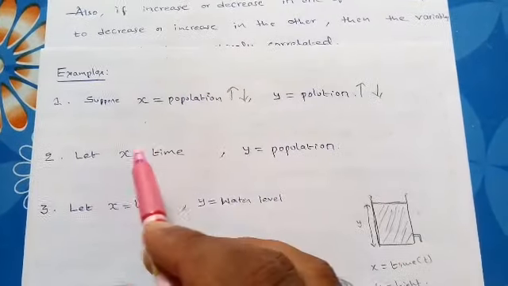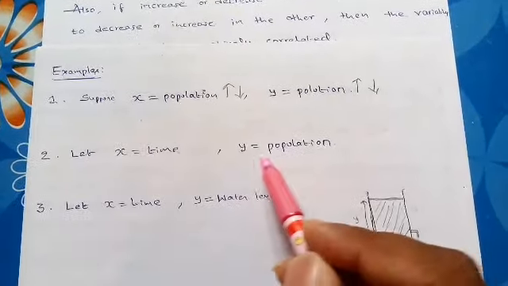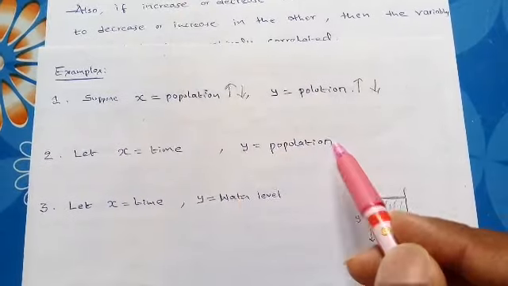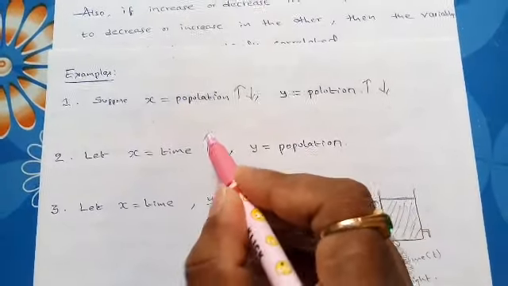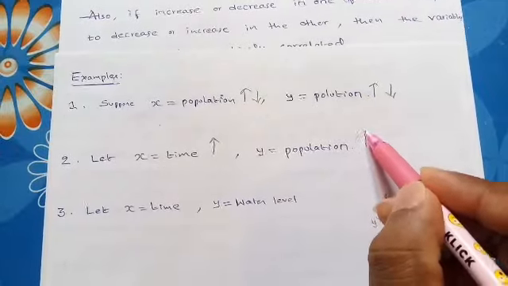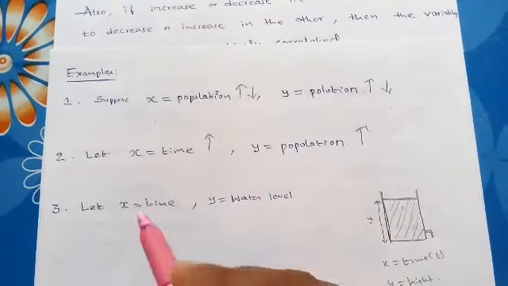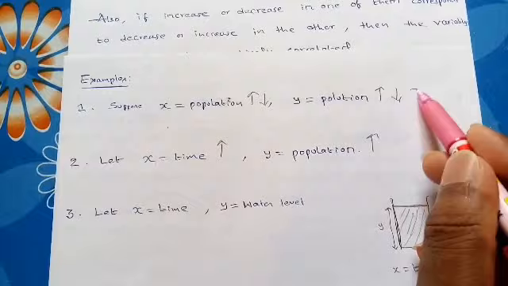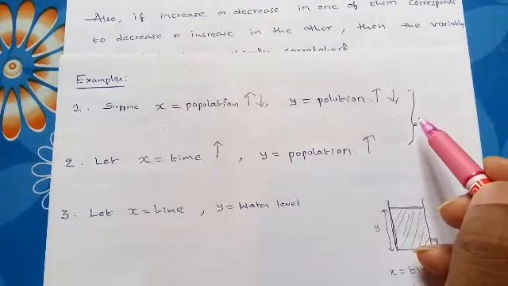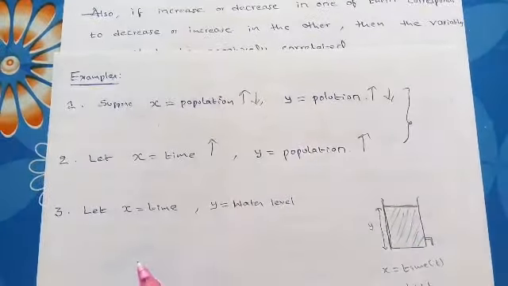Similarly, another example: if x equals time, y equals the population of a country. If time increases, then correspondingly the population of a country also increases. These two are examples for positively correlated independent variables.